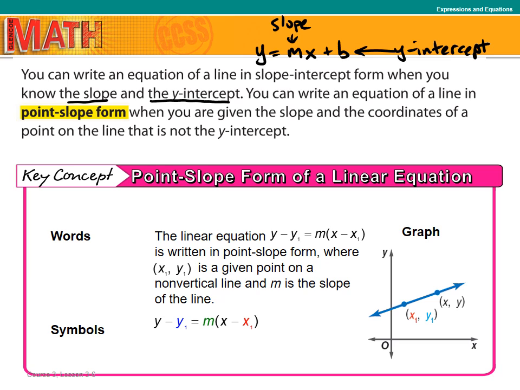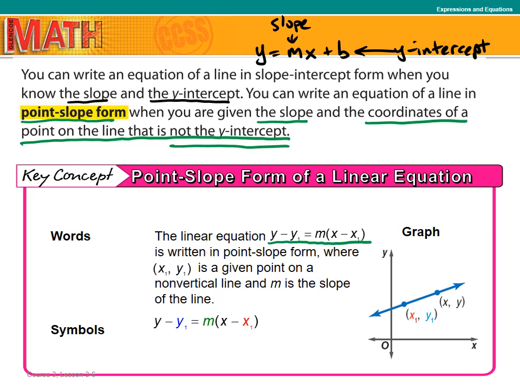You can write an equation of a line in point-slope form when you are given the slope and the coordinates of a point on a line that is not the y-intercept. So in words, this linear equation y minus y1 is equal to m times x minus x1 is written in the point-slope form where x1 and y1 is a given point on a non-vertical line and m is the slope of the line.